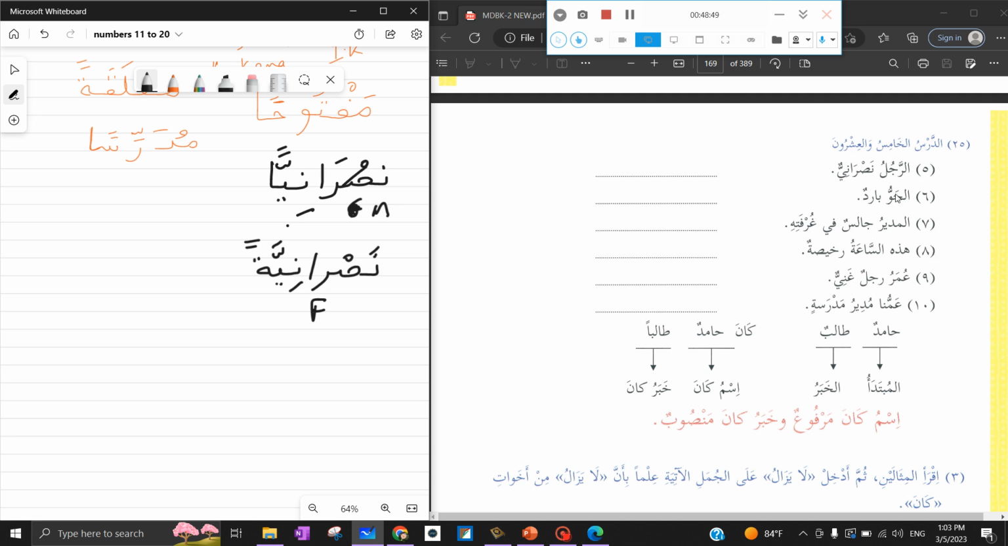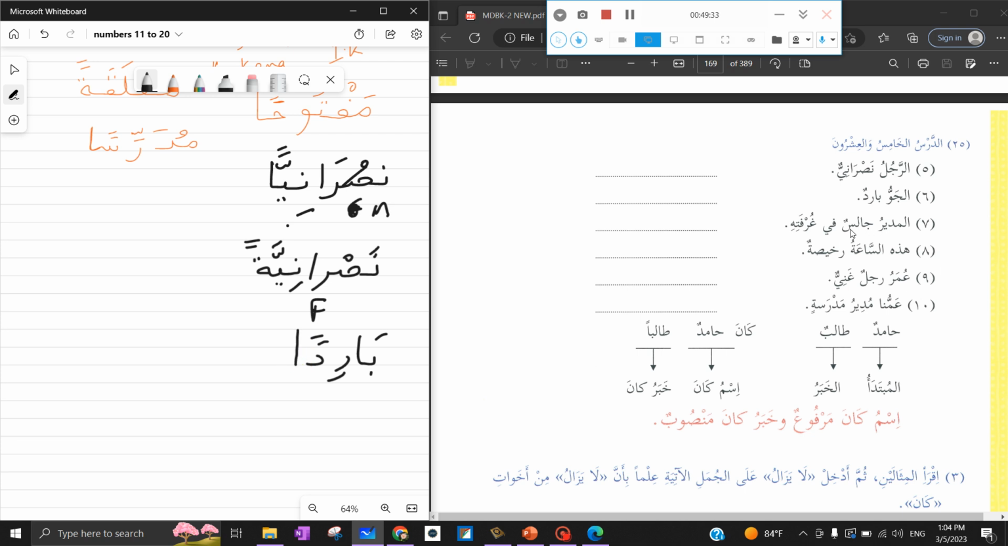Al-jawu baridun. Jaw means weather. Baridun, or wind. It may be weather or it may be wind. So let's see. Al-jawu baridun means the wind or the weather is cold. Kana al-jawu baridan. What about baridan? It comes with the letters ba, ra, and then dal with a tanween and alif.